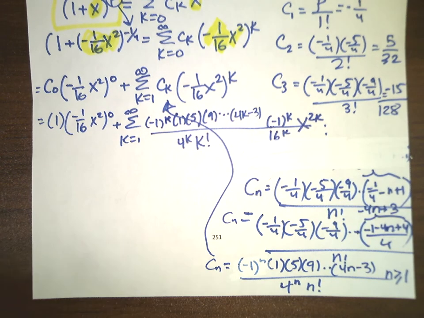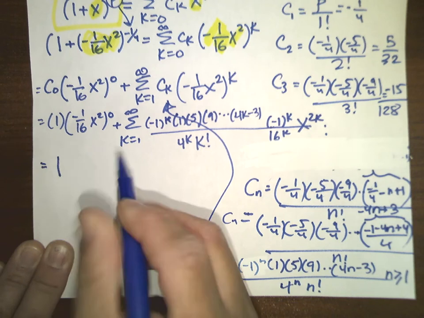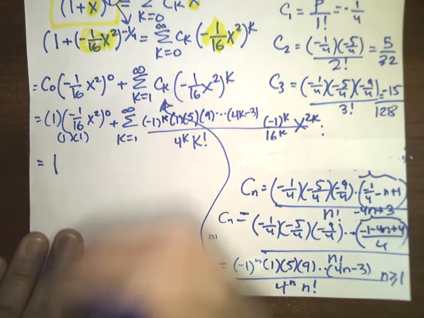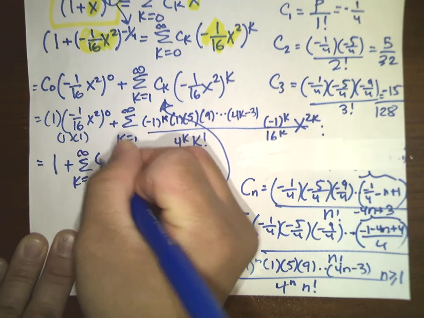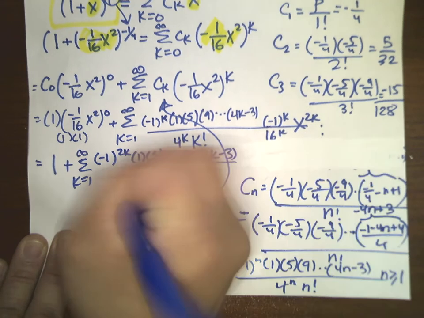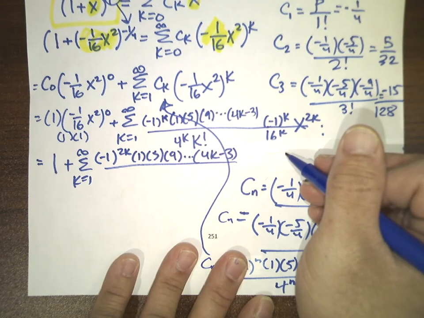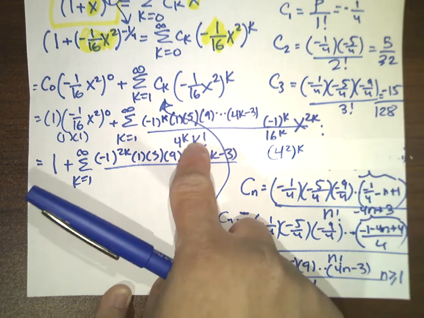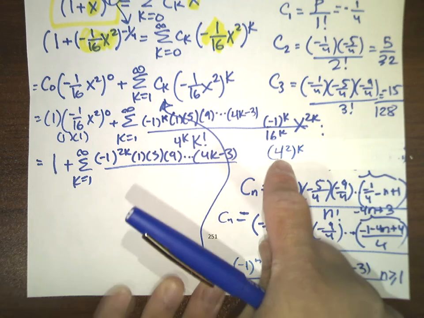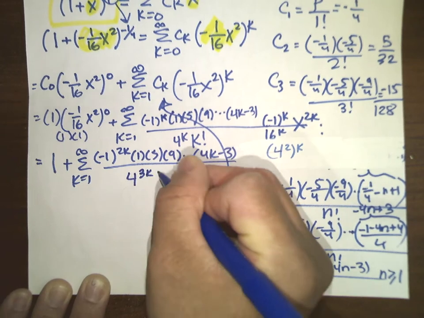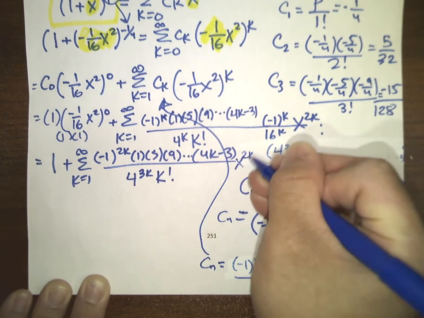All right. So now let's go ahead and just work on simplifying this here. So this is going to be 1. All right, so 1 times 1 is 1. And then, well, this is negative 1 to the 2k now. So plus sum k equals 1 to infinity of negative 1 to the 2k. And then 1 times 5 times 9 all the way to 4k minus 3. And then if you look at 16 to the k, 16 is actually 4 squared. So 4 squared to the k. All right, so then if I take the 4 to the k times the 4 squared to the k, that's actually 4 to the 3k. So 4 to the 3k times k factorial, and then I have x to the 2k still.